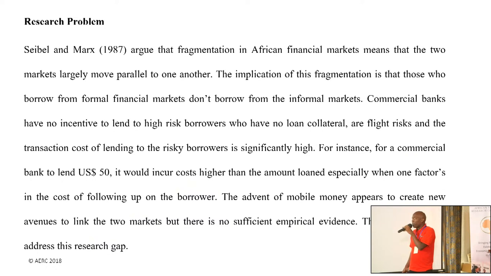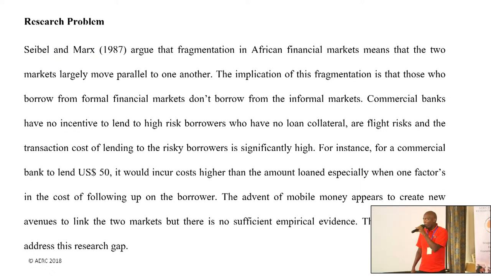The implication of this fragmentation is that those who borrow from formal financial markets don't borrow from informal markets. Commercial banks have no incentive to lend to high-risk borrowers who have no loan collateral, flight risk, and the transaction cost of lending to risky borrowers is significantly high. For instance, for a commercial bank to lend $50, it would incur a cost higher than the amount loaned, especially when one factors in the cost of following up on the borrower.